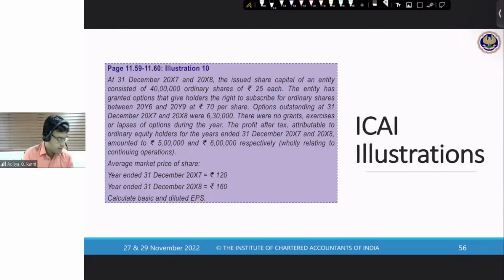Okay. All right. I want you to try this right now. Try it year wise, you will get the answer. 31st December X7 and 31st December X8. Try it out now that you know how to solve it. Come on, try it out.